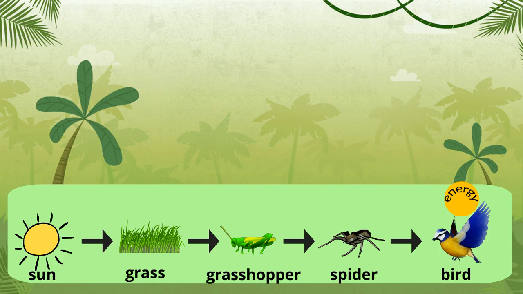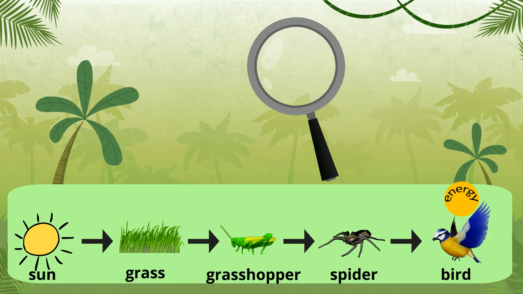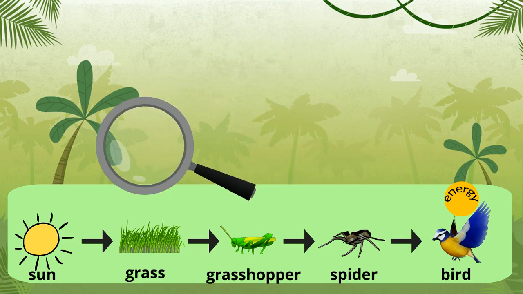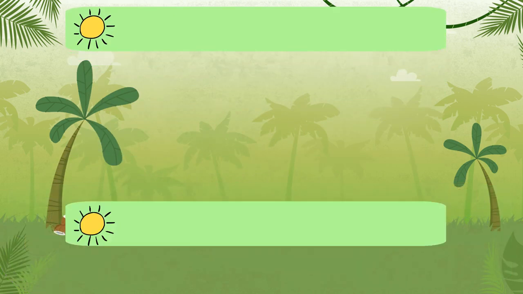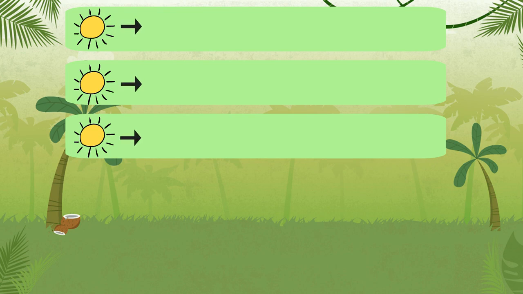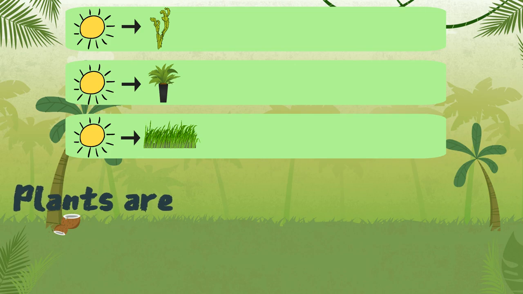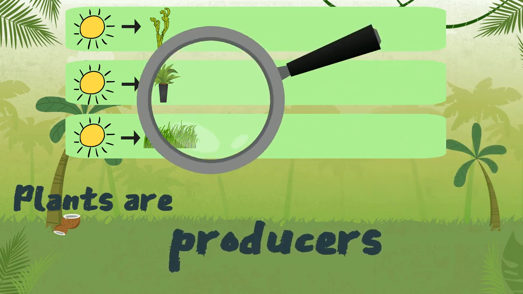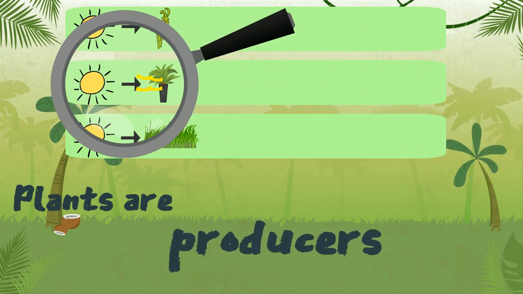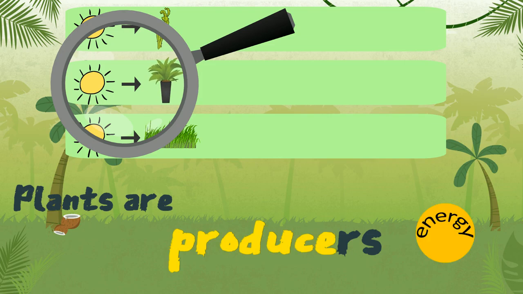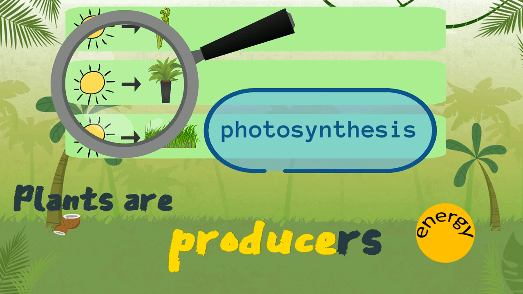Let's look a little more closely at each step in a food chain. All food chains begin with the sun. Energy is passed on from the sun to plants. Plants are called producers. This is because they absorb sunlight and use it to produce their own energy. This process is called photosynthesis.